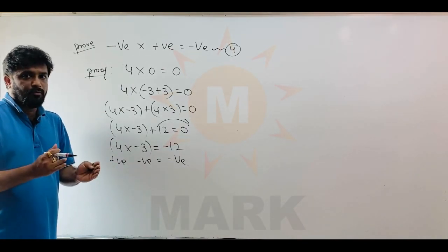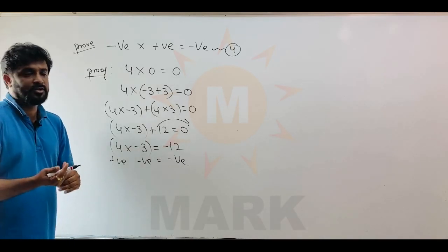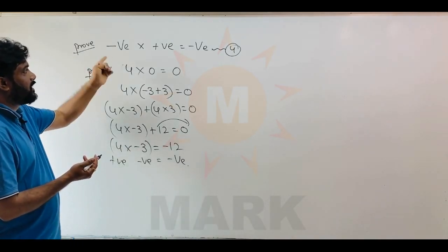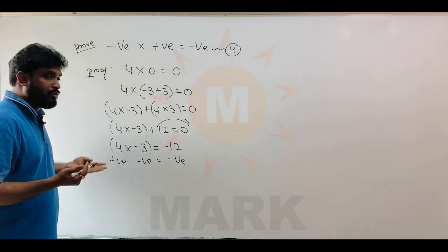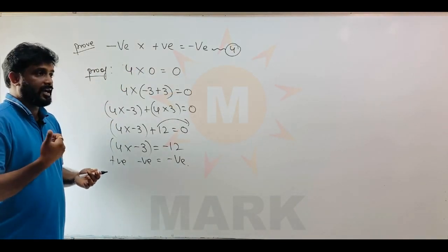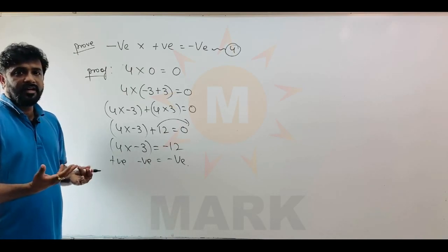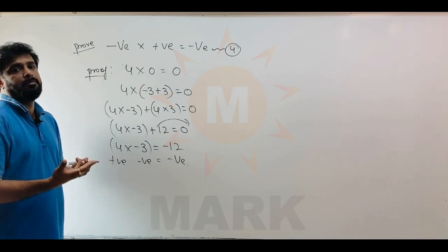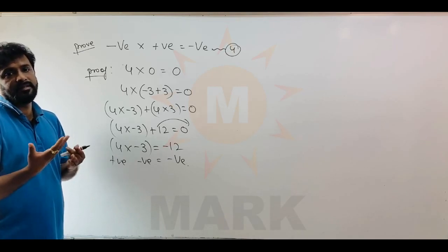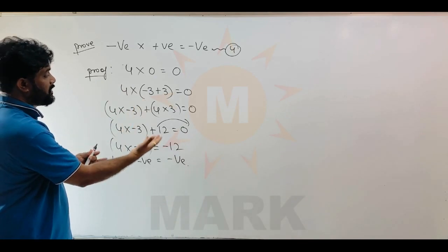That means a small proof is necessary to prove that negative into negative is equal to positive number. First we need to prove negative into positive is equal to negative number. That also we proved. What are the 4 prerequisites? Any number into 0 is equal to 0. Second one is positive into positive is equal to positive number. Third one is distributive law, A into B plus C is equal to A into B plus A into C. Now fourth one is, first we need to prove negative into positive number is equal to negative number.